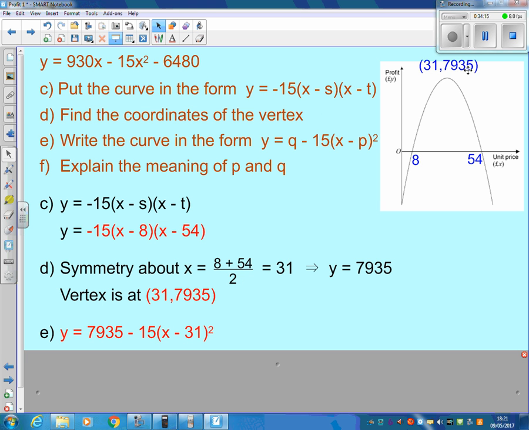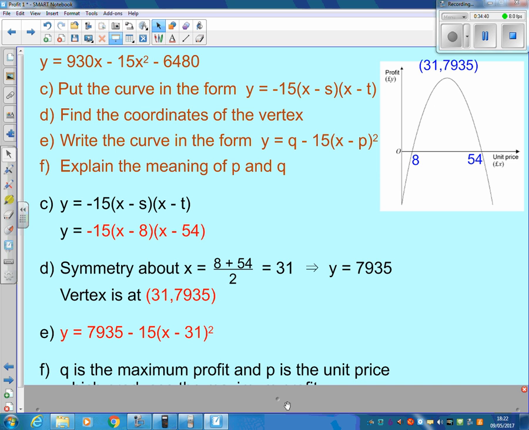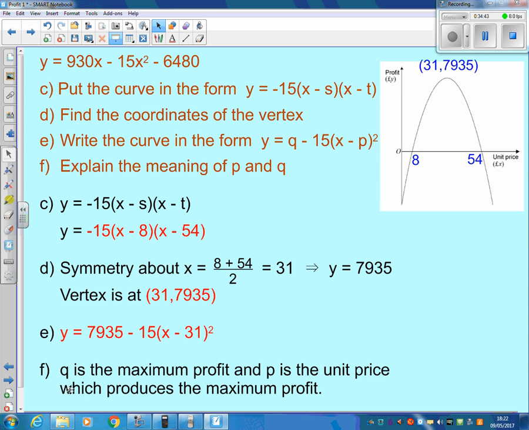We've seen it before. That's the number on its own, 7935, minus 15 lots, and the p number, the value there, the p number is 31, the q number is the 7935. So that's it written in the completed square form. What are the meanings of P and Q? Well, Q, that number, the 7935, is your maximum profit, and P is the unit price which produces the maximum profit. The £31 for P is the unit price producing the maximum profit.